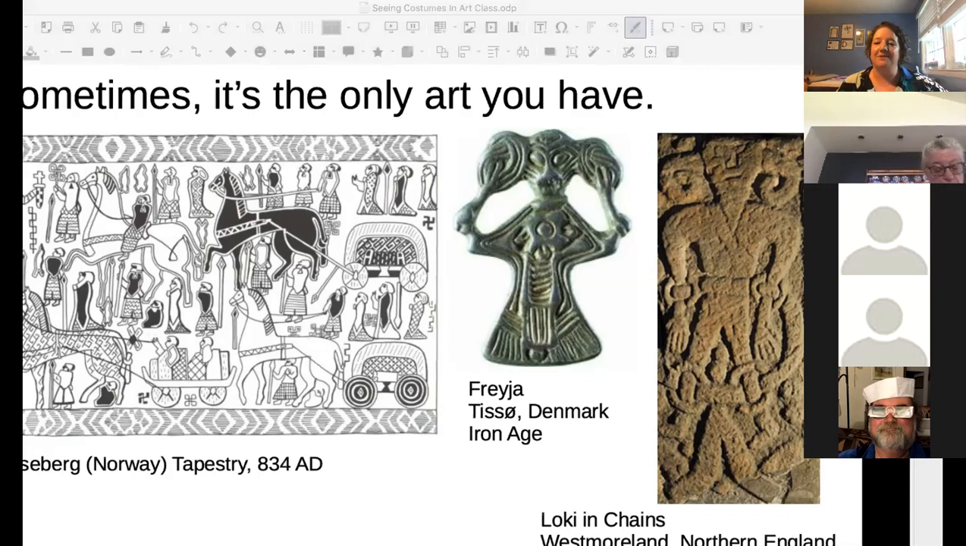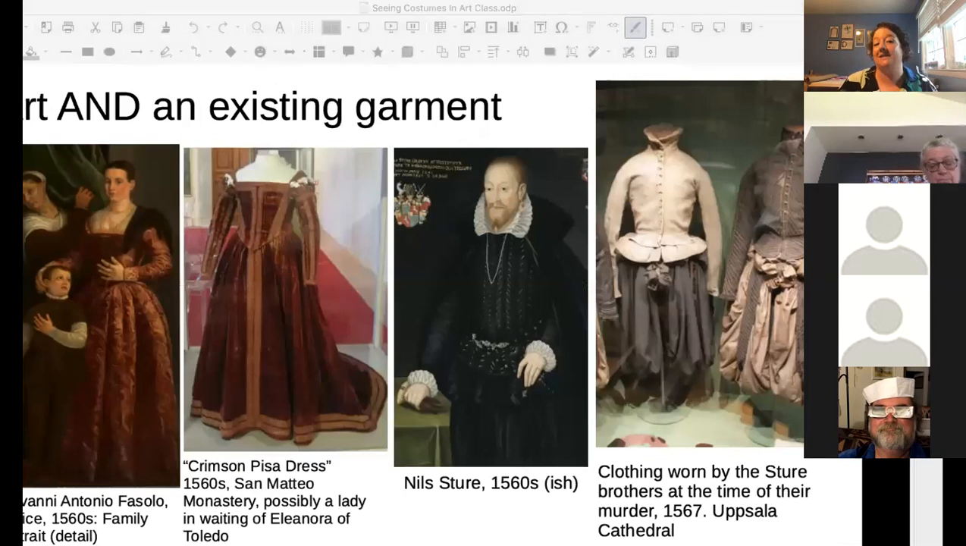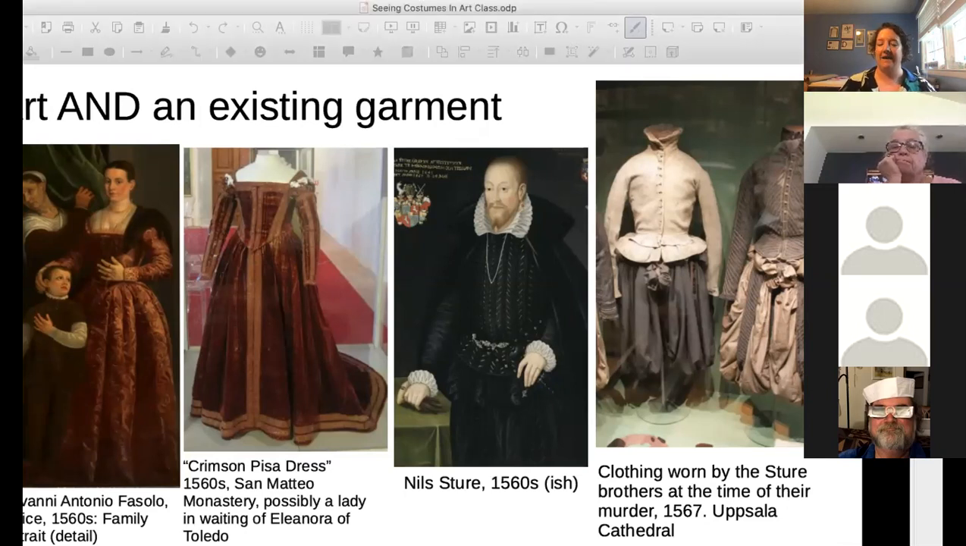Other times you have art and an existing garment, which is awesome. So that shows us both how it was done and how it was depicted. So if we can see on the actual garment and in the portrait that these lines match, we trust the garment is from that time period, and we know that the artist and the art is probably trustworthy as far as how the garment went together.